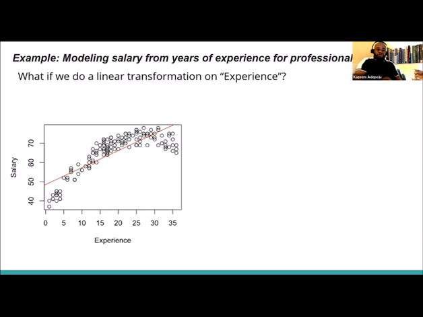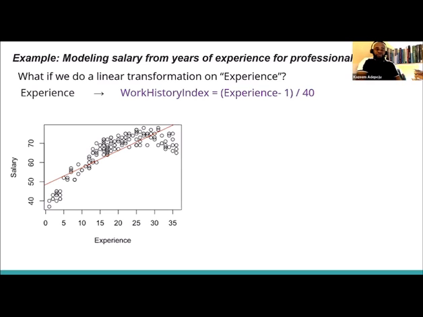Maybe the experience that we use right here is inappropriate. Don't forget, one of the reasons why we do transformation is maybe we have an inappropriate variable. Now, what if we do a linear transformation on experience?